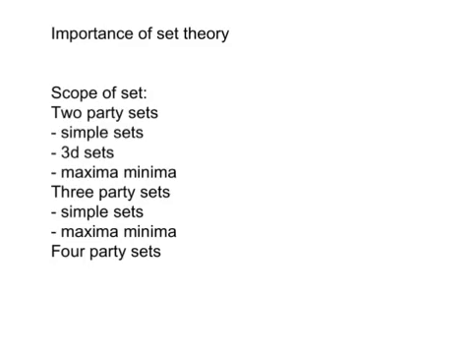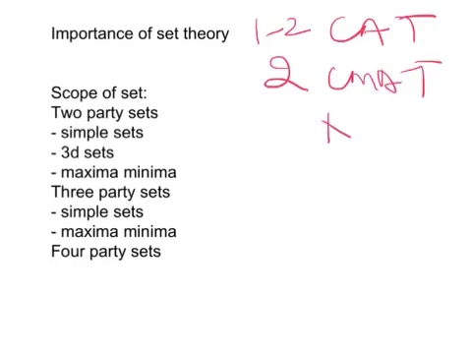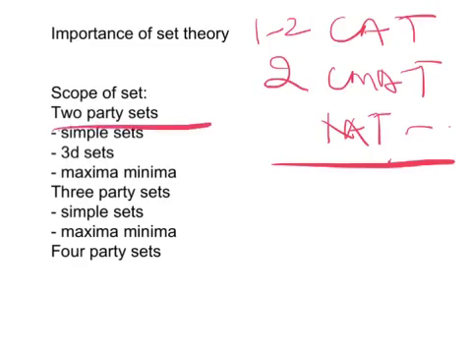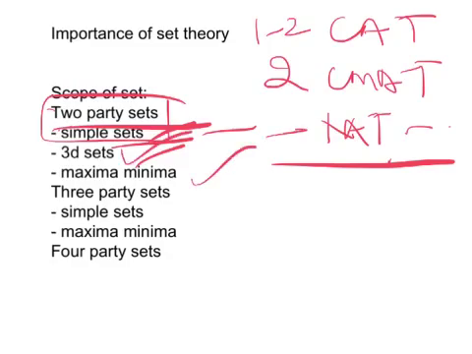Alright, I'll end with the scope of things. So you can expect 1 to 2 questions in CAT and 2 questions for sure in the CMAT exam. Apart from that, you can obviously expect these questions in XAT, NMAT, CMAT, all the other exams as well. Scope wise, we did the two-party sets. So I focused on this first set right now. But this is the overall scope. So 2D sets, simple sets, the one we did, you use the lines. Then 3D sets, maximum minima. Third, 3-party sets, simple set, maximum minima, and 4-party set. That's your complete scope of the topic.